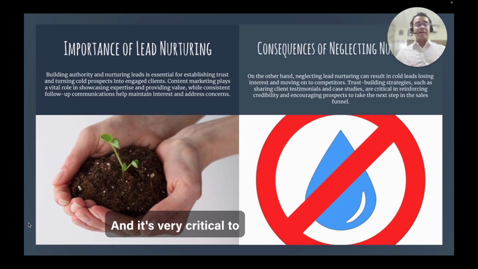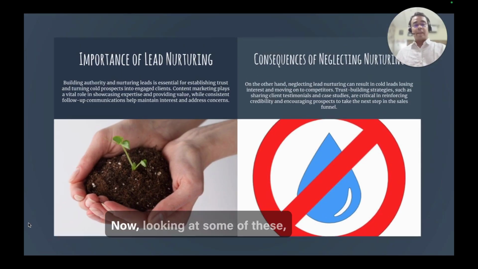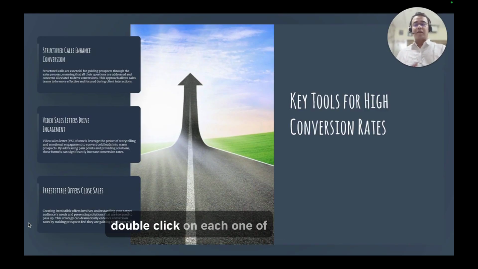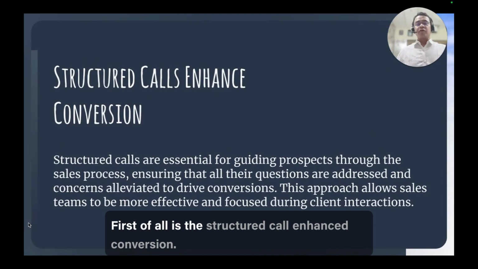And it's very critical to reinforce this credibility and encourage the prospects to take the next step in the sales funnel. Now, looking at some of the tools that are there for high conversion rates, we will double click on each one of them. First of all is the structured call enhanced conversion.